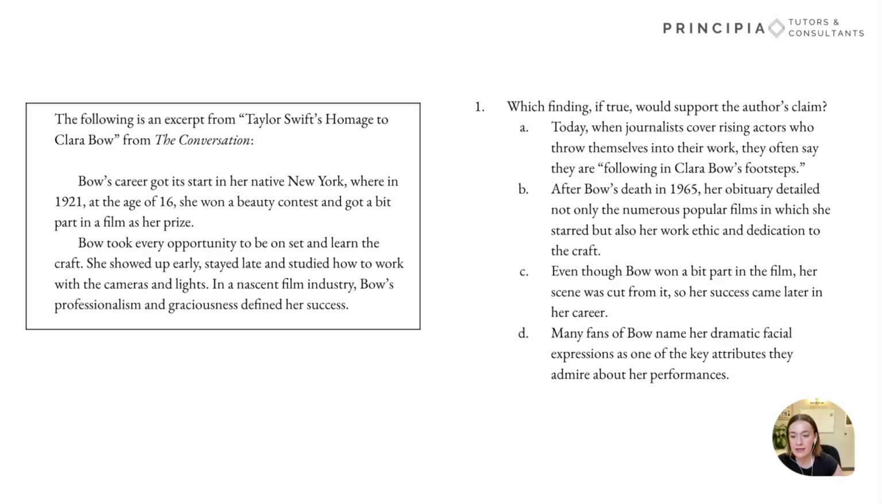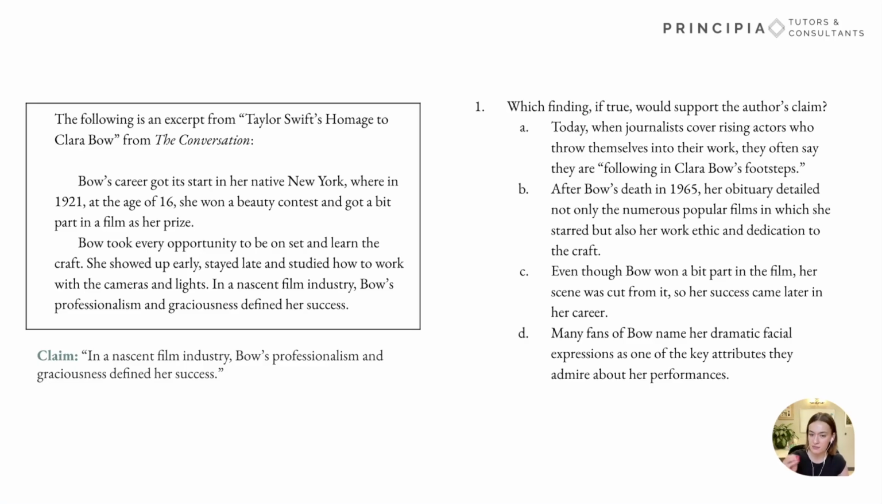Okay, so I've located the claim at the very bottom, and I would say it's: in the nascent film industry, Bow's professionalism and graciousness defined her success. However, this doesn't have that explicit tag that I mentioned on the previous slide. So you might be like, oh my gosh, how would I find that? So we're going to use topic plus so what. Topic plus so what is like a little formula. We start off with the topic, and that's usually like 1 to 2 words about what the passage is about. So in this case, it would be Clara Bow. That would be our topic.